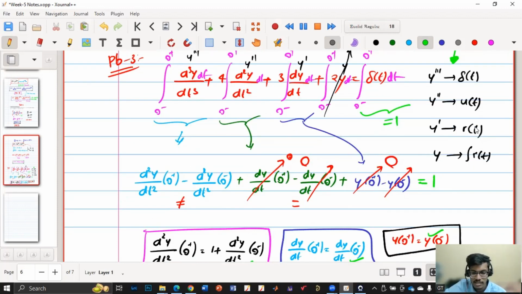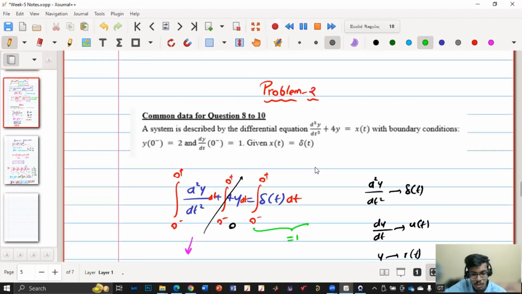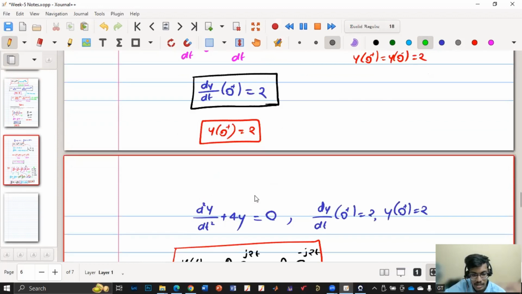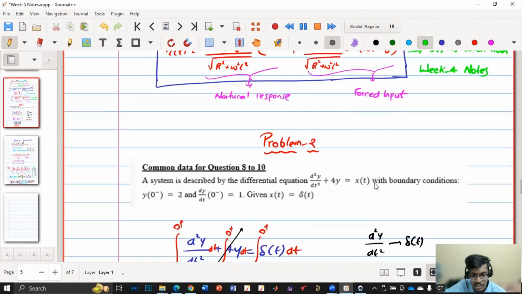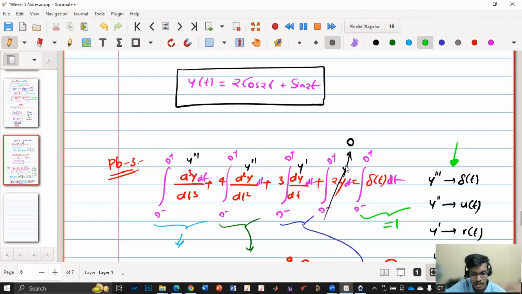So the idea is very simple. For any differential equation, they will be giving the boundary conditions before 0 minus, and I need to find the boundary conditions after 0, which is 0 plus. And if I get all these conditions, then I can consider my RHS equal to 0 for t greater than 0. And with the new boundary conditions, I will solve it in the way that we have solved in earlier weeks. So that's what I'm trying to do here.